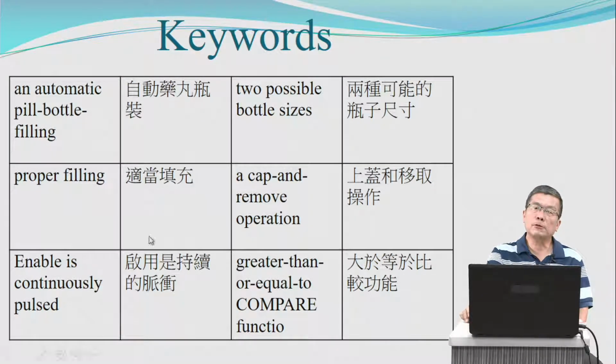The keywords: an automatic pill bottle filling operation, two possible bottle sizes, proper filling, a cap and remove operation. Enable is continuous post. Greater than or equal to compare function.